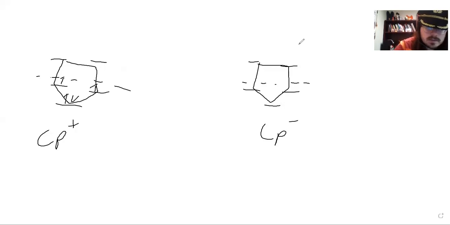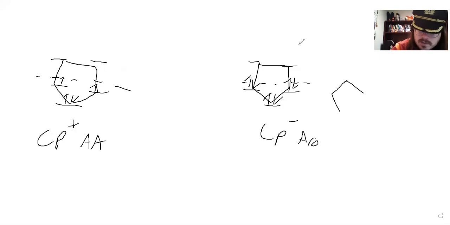Now CP minus would have six electrons. Normally you'd have five, but you've added a minus, so you have a lone pair on that carbon. So you'd have six: one, two, three, four, five, six. In this case, this one is anti-aromatic, and this one is aromatic. So CP minus is the one you want. It's going to be the aromatic. When we represent this, you have cyclopentadiene with the circle and the minus in the center.